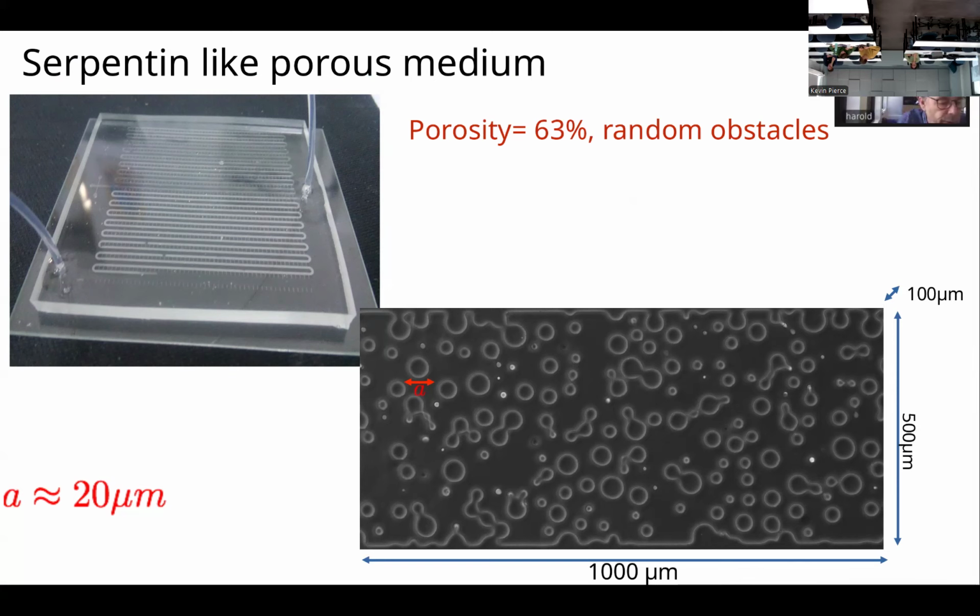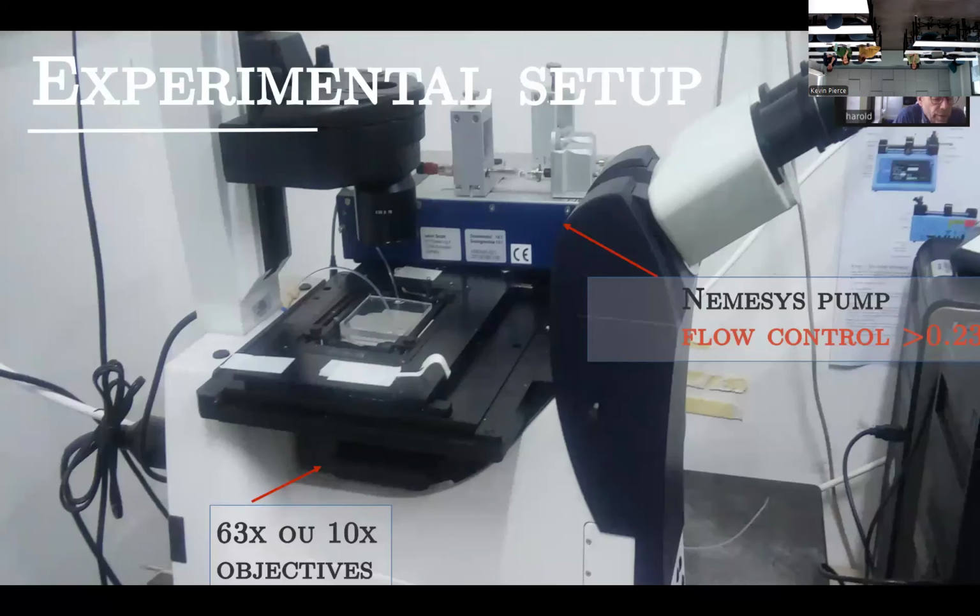Since we wanted to see the effect over long distance, we used a serpentine-like porous media. We use that to increase the distances. So let's see what happened. That's the microscope, the pumps, and the flow cell.